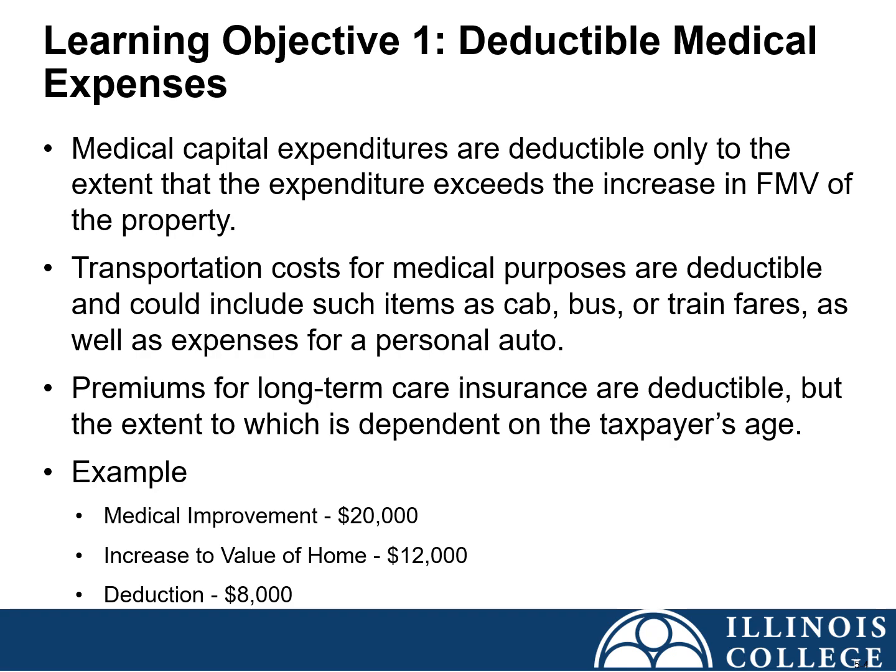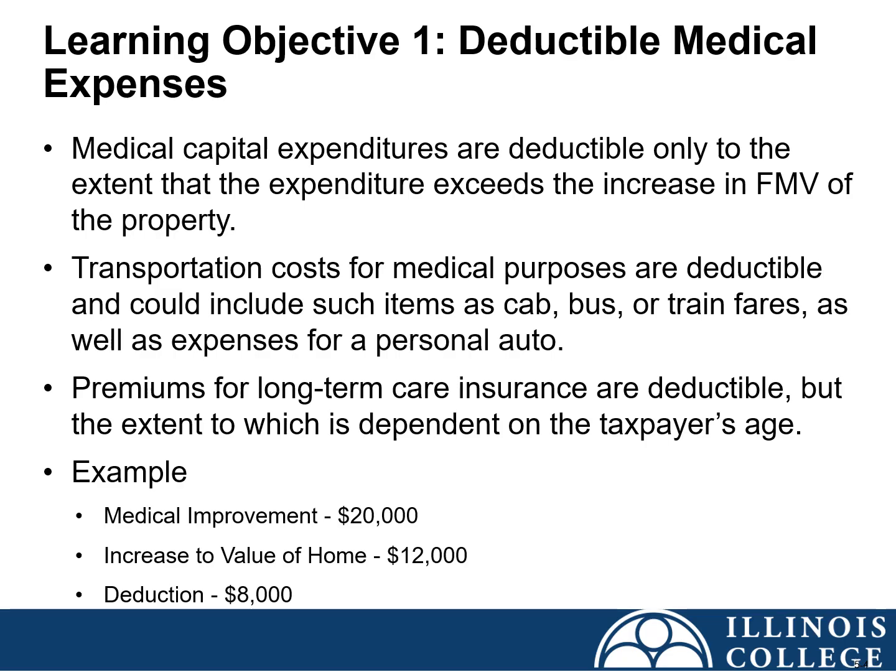Now, the slides here also mention long-term care. Qualified long-term care expenses are treated as medical expenses, and this can include services provided in nursing homes, assisted living facilities, or in-home care. However, when it comes to insurance premiums for long-term care, the deductible amount is limited based on the taxpayer's age. So older taxpayers generally have a higher allowable deduction for those premiums.